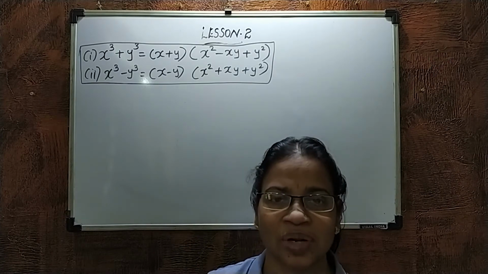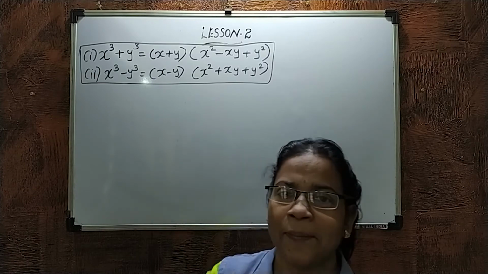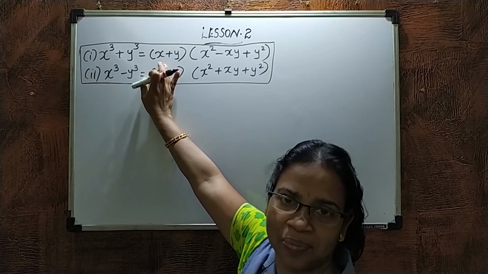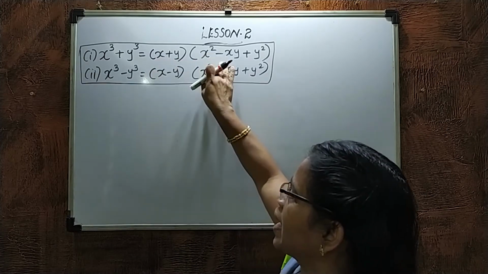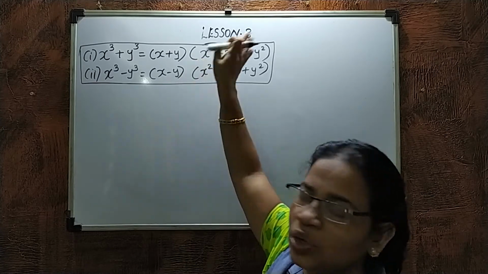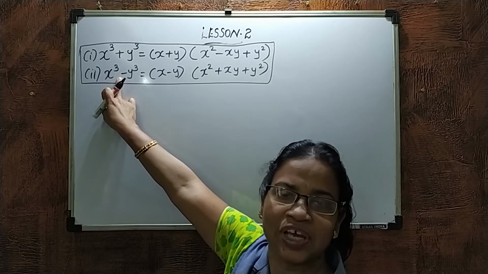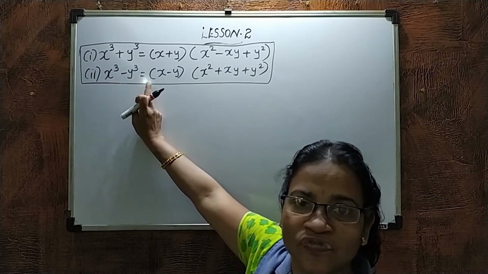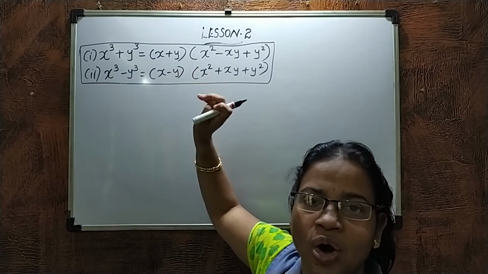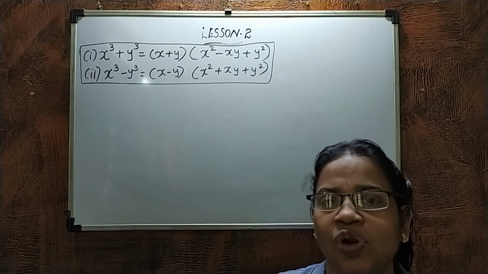So what all things do you have to remember? First one, x cube plus y cube means plus is there. So here from the first bracket, plus should come. Then in the second bracket, only the middle term comes minus. Okay. Then for the second identity, x cube minus y cube, therefore in the first bracket, minus should come, and in the next bracket, all the signs are plus. Clear? Okay. Now we will do the problem.